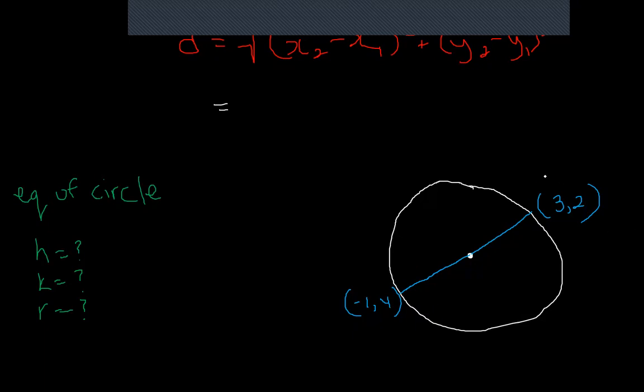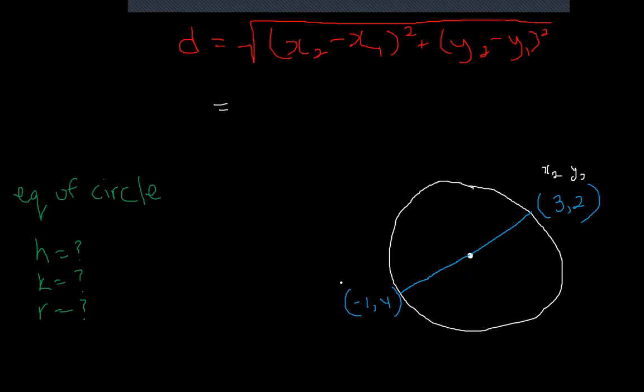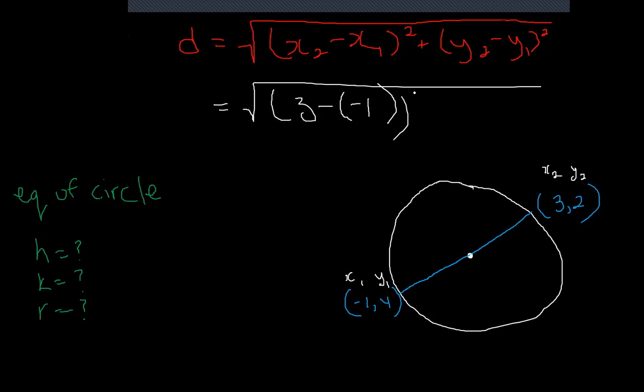3, 2, I would use this as my x2 and y2, and this as x1 and y1. So that's the square root of, just sub in the values now. So I said x2 is 3, so that's 3 minus x1 is -1, so that's 3 minus -1 squared plus y2, which is 2, minus y1, which is 4 squared.